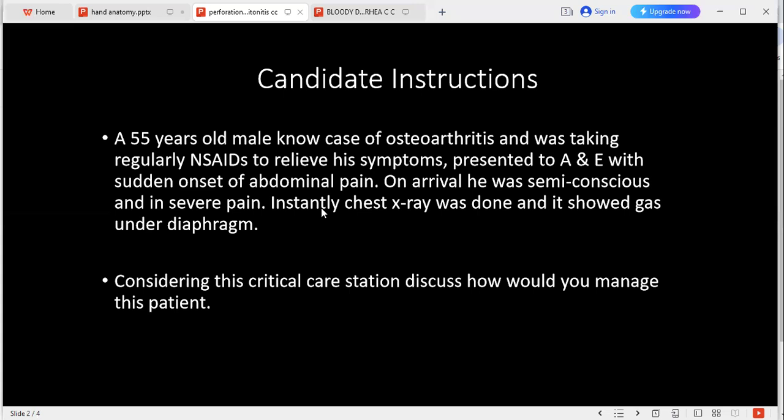Post-operatively, the patient may require long-term PPIs, proton pump inhibitors. What is the mechanism of action of proton pump inhibitors?